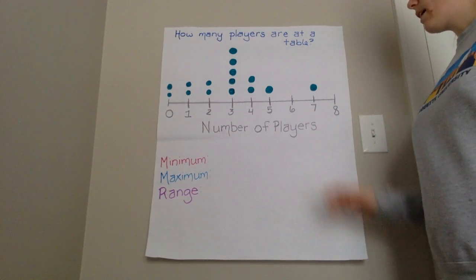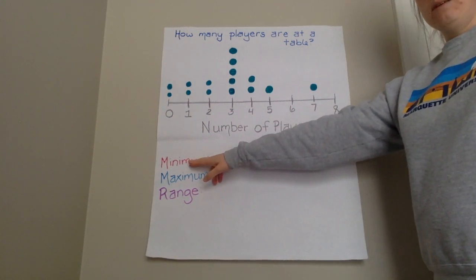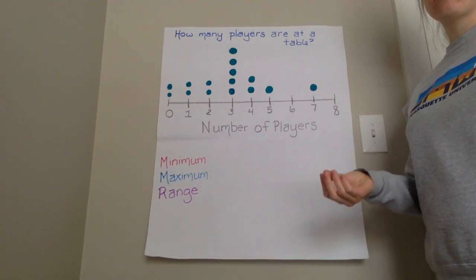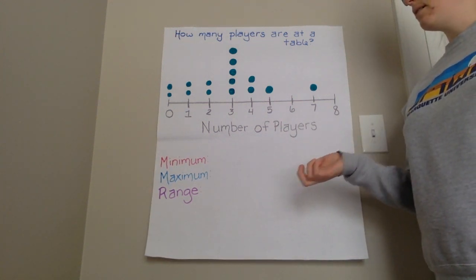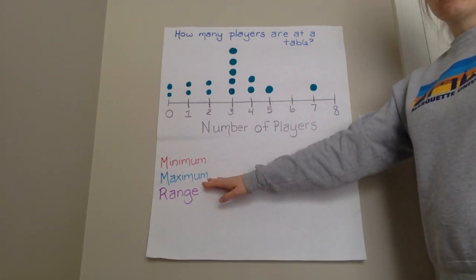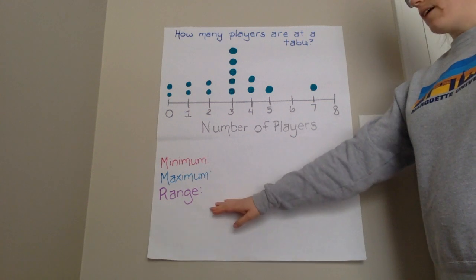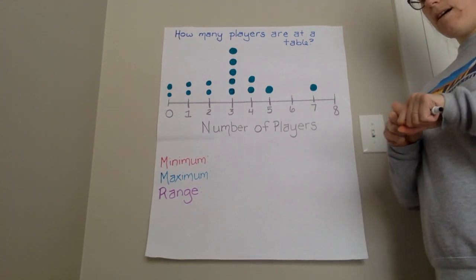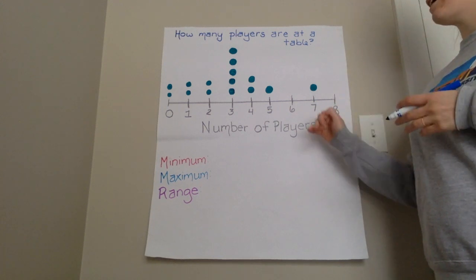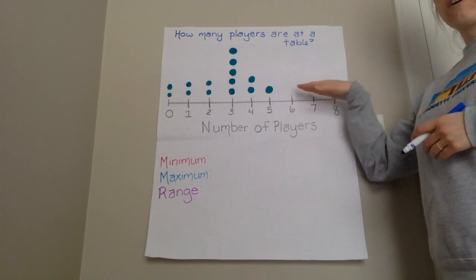So we are asked to find the minimum, which is the smallest number of people sitting at a table in our data set. The maximum, the greatest number of people sitting at a table in our data set, and the range. In order to do this, I am going to rewrite the information from the dot plot.